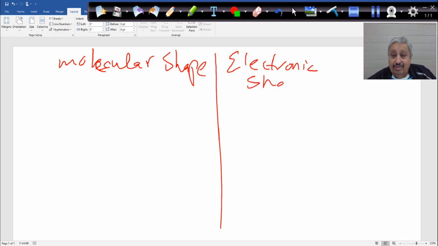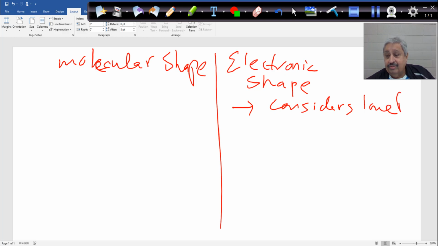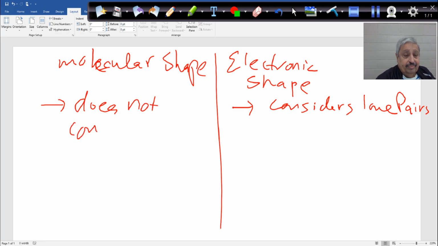Electronic shape considers what? Lone pairs. We said lone pairs, non-bonding pairs, orphan pairs. That's the same thing. Here, molecular shape does not consider lone pairs.